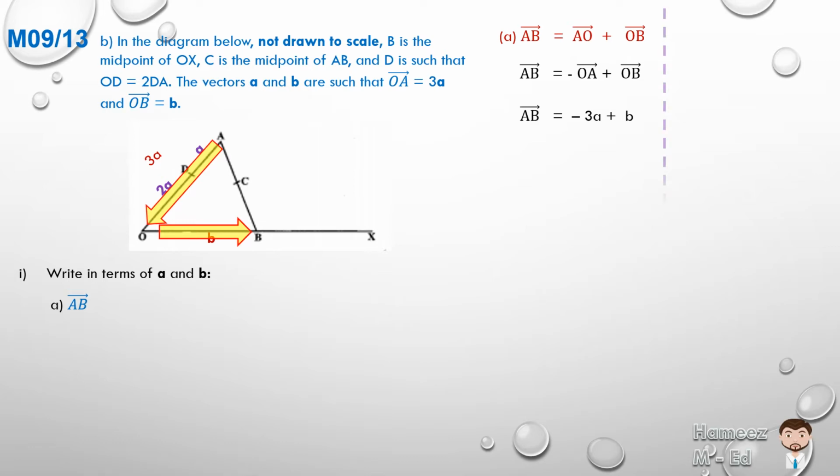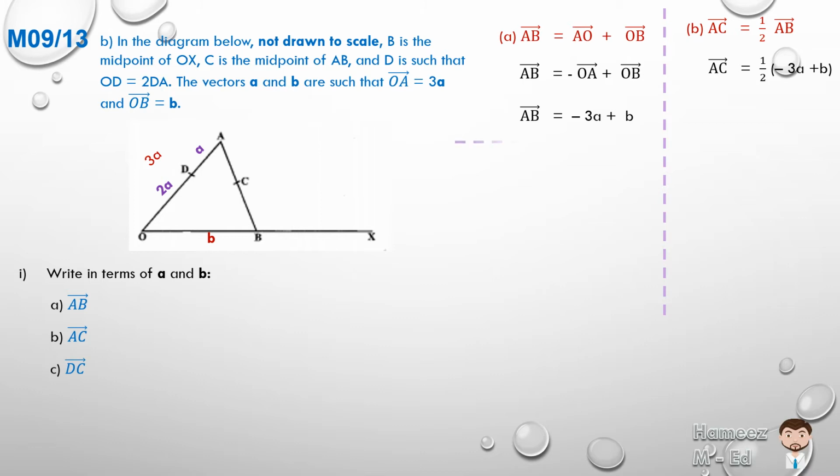Now AC is equal to half of AB. And how do we know that? Because they told us that C is the midpoint of AB, it's halfway. So AC would be equal to, let's substitute, half, and in brackets minus 3a plus b, which we got in part A. Let's look at DC now. How do we go from D to C? We can go from D to A plus A to C.